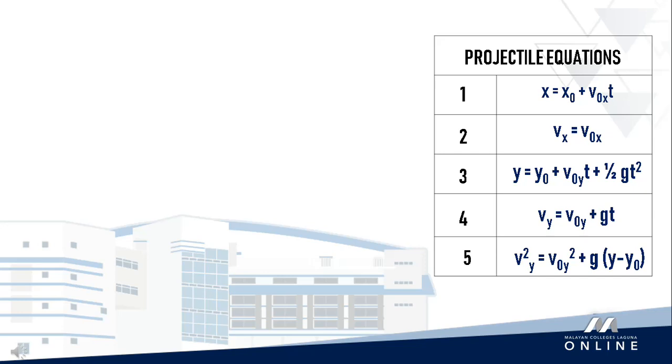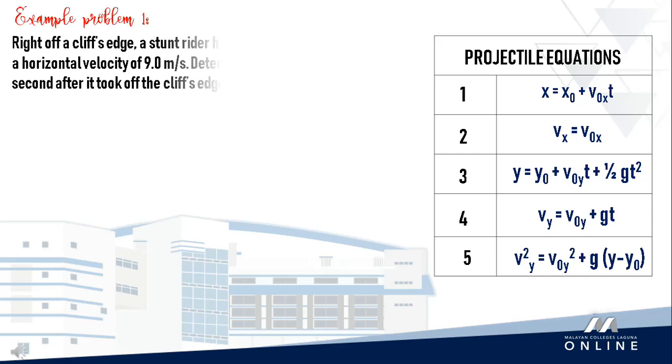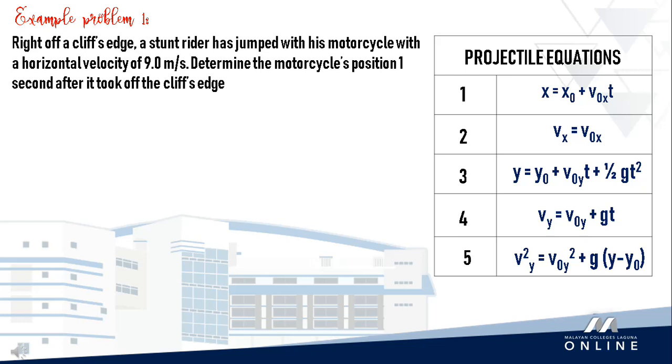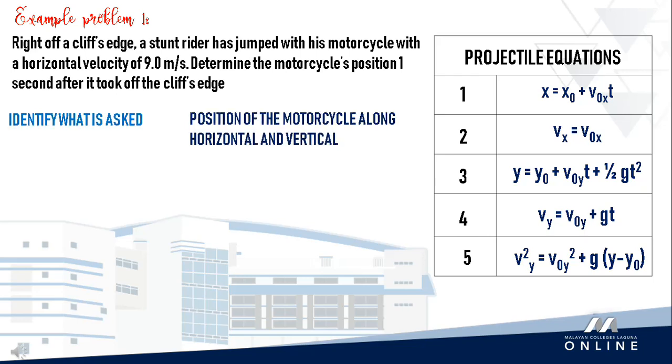Let's have example number 1. Right off a cliff's edge, a stunt rider has jumped with his motorcycle with a horizontal velocity of 9.0 meters per second. Determine the motorcycle's position 1 second after it took off the cliff's edge. In this problem, we are asked to determine the position of the motorcycle along the horizontal and along the vertical.